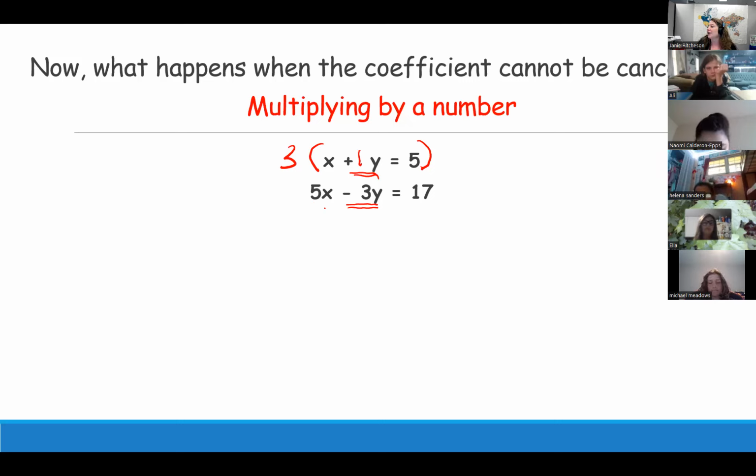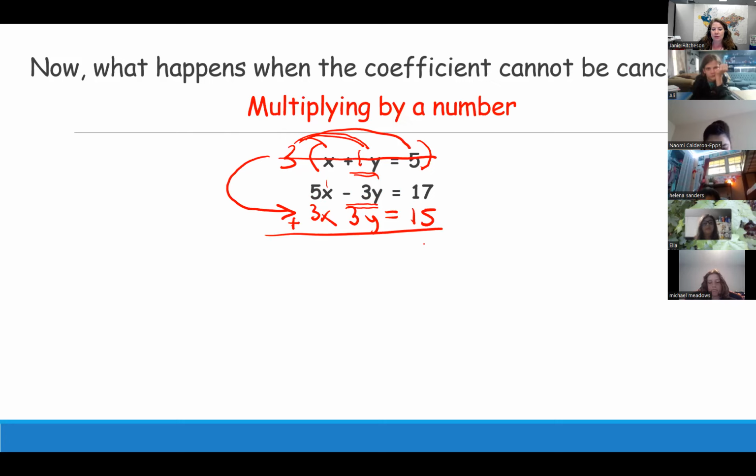Oh, I see now, Ella, you're answering my questions. I'm not going to change the bottom one. I'm going to leave it like it is. So I'm going to bring down the top one below it. If I distribute the 3, I'm going to multiply 3 times x, which is 3x. 3 times 1y, which is +3y. And then 3 times 5 is 15. I'm ignoring that top one. I'm just dealing with the bottom two.